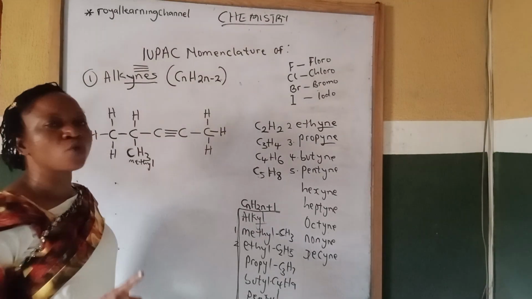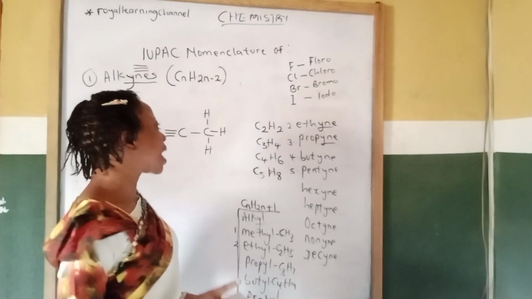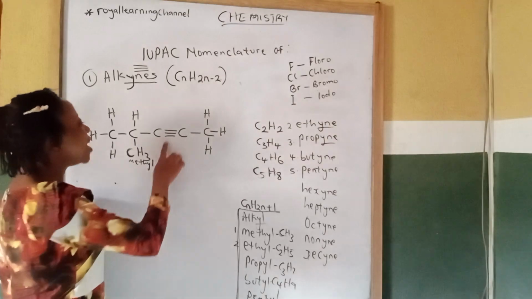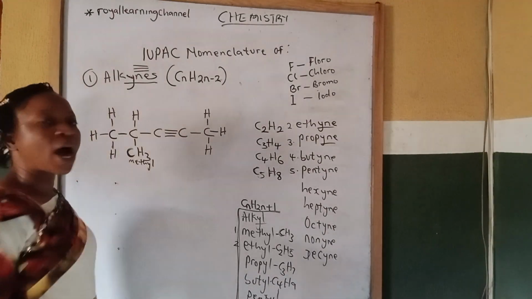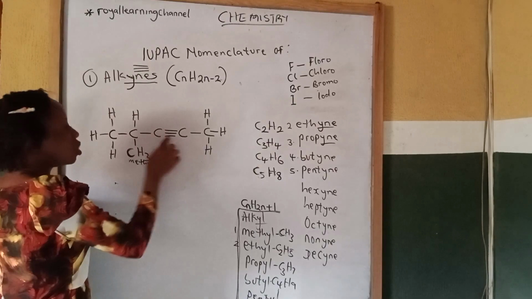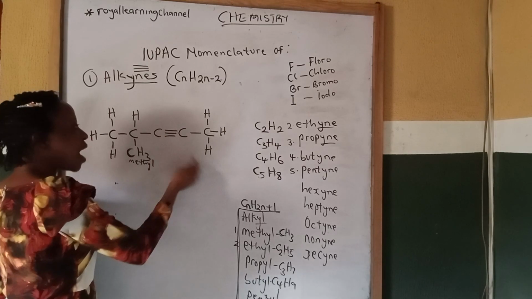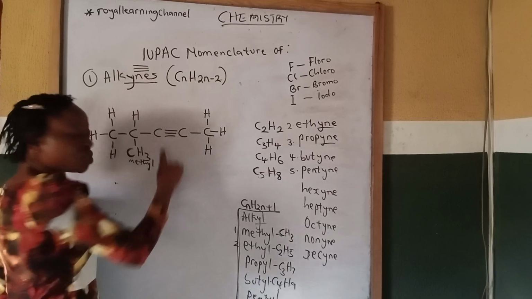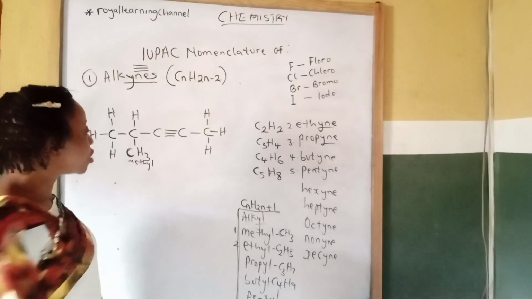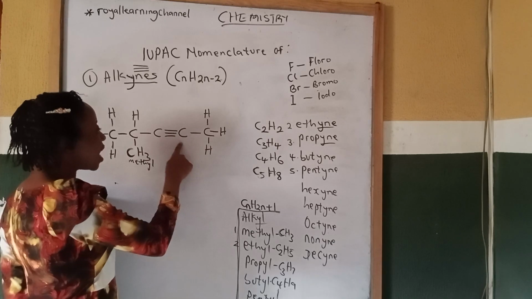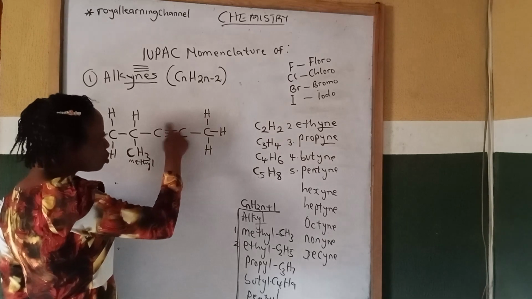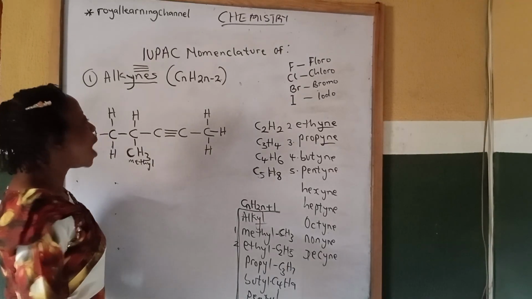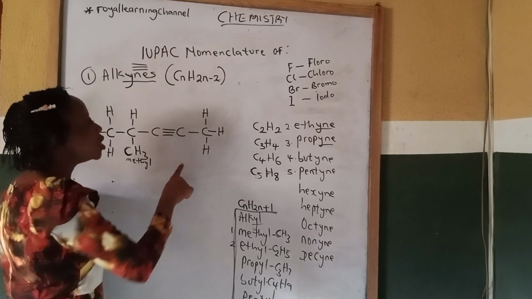Now, the first thing we need to consider in naming an alkyne is the position of your functional group. And what is my functional group from this structure? That's the triple bond. I recognize this structure as an alkyne due to the presence of this triple bond. So now I will consider this triple bond in naming.